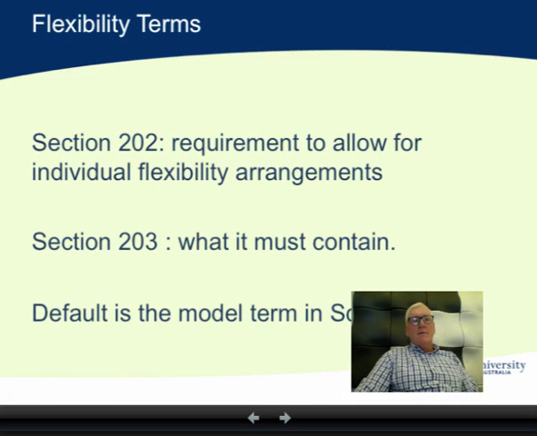Flexibility terms. Again, you've seen this previously. You saw this in the provisions which dealt with the creation of a modern award, that there had to be something in there about flexibility. In this case, look at section 202, a requirement to allow for individual flexibility arrangements. 203 tells you what such a term must contain. And of course, like it was with modern awards, there has to be an opportunity for those flexibility arrangements to be discontinued if they no longer suit the parties, particularly if they no longer suit the employee. The default, if there isn't such a flexibility term, is the model, which is in Schedule 2.2. Have a look at that one.